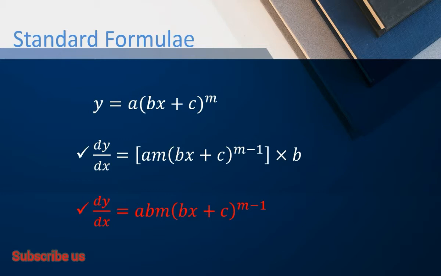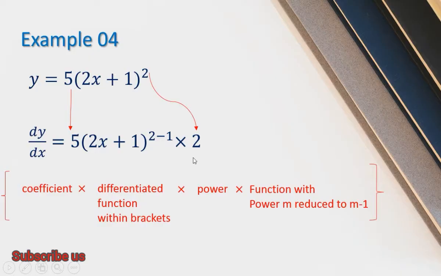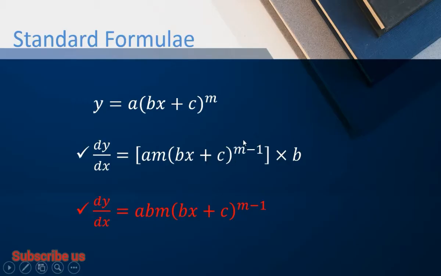a times (bx plus c) to the power m. Then dy by dx equal am (bx plus c) to the power m minus 1 times b. By simplifying, we can get a b m times (bx plus c) to the power m minus 1. Here the power m is reduced to m minus 1, and here bx plus c to the power m minus 1.